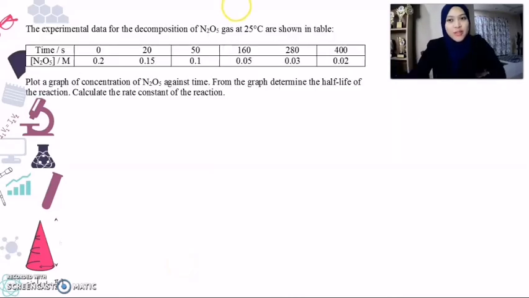This is the last question for this session. The experimental data for the decomposition of N2O5 gas at 25 degrees Celsius are shown in the table. Plot a graph of concentration N2O5 against time. From the graph, determine the half-life of the reaction, and calculate the rate constant of the reaction. So this question already asks you to plot graph N2O5 against time. We already have the concentration N2O5 and we already have time, so just plot on the graph paper.